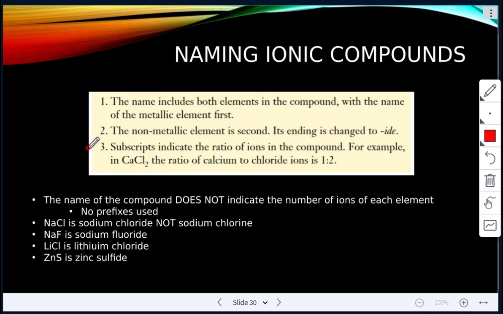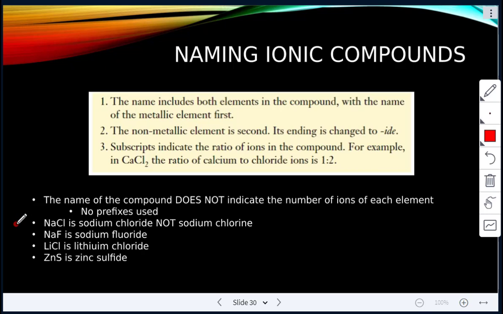Next, we will also see subscripts. These indicate the ratio of ions in the compound, but we do not use prefixes for ionic compounds. So no prefixes here. This is CaCl2. It is just called calcium chloride. All this is showing is there's a ratio of calcium to chloride ions of 1 to 2. Again, the name of the compound does not indicate the number of ions of each element, so therefore there are no prefixes being used.